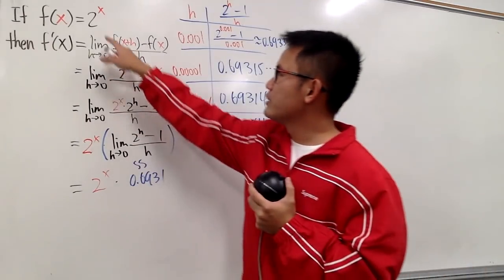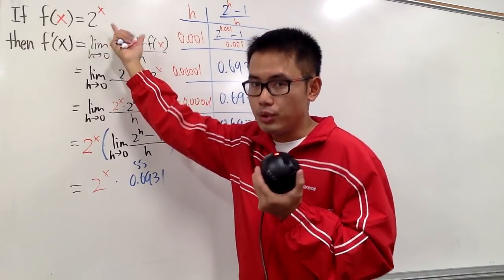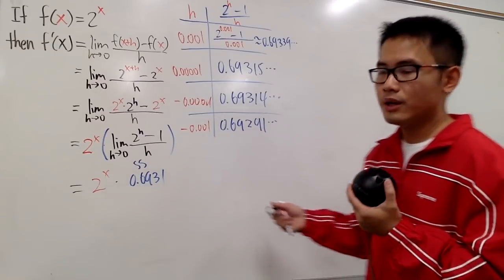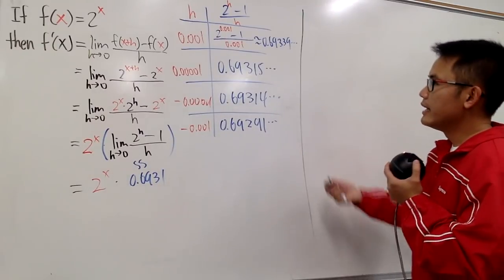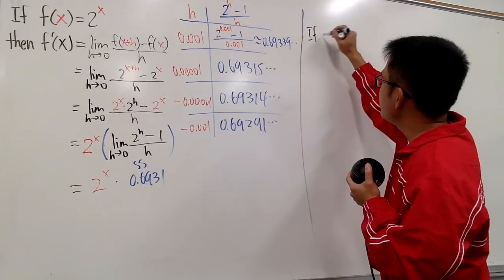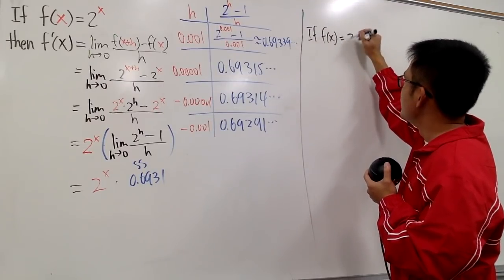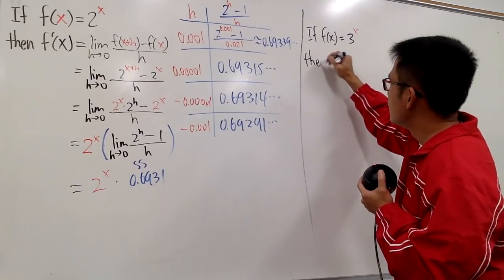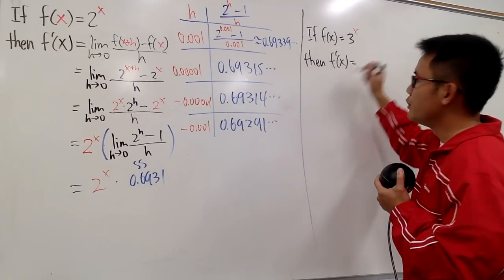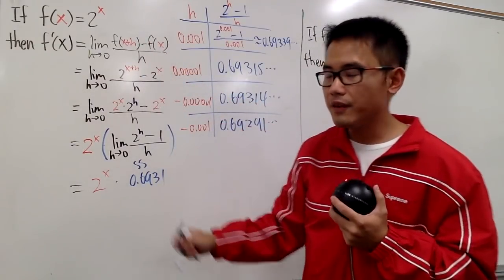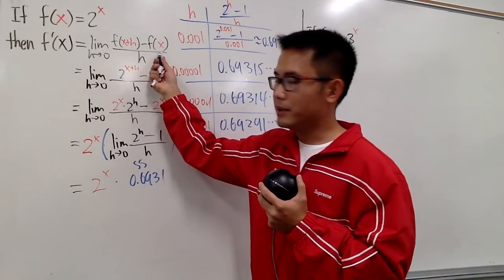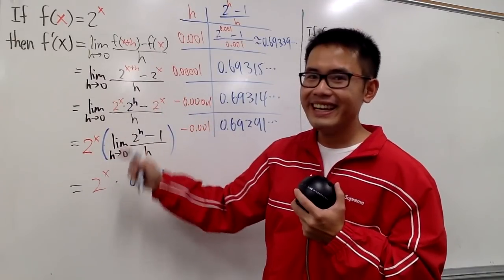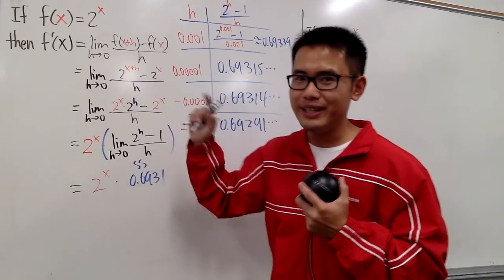Well, right here, I chose the base to be 2. What if I choose the base to be 3? So let's just do that one real quick, right? And as you know, I'll just put down, if my function is 3 to the x, okay? If I have this, then once again, f prime of x, by using the definition of derivative, and you can imagine this part will be the same and similar, right? And you can factor out 3 to the x. And instead of the 2 right here, we'll get 3, right?